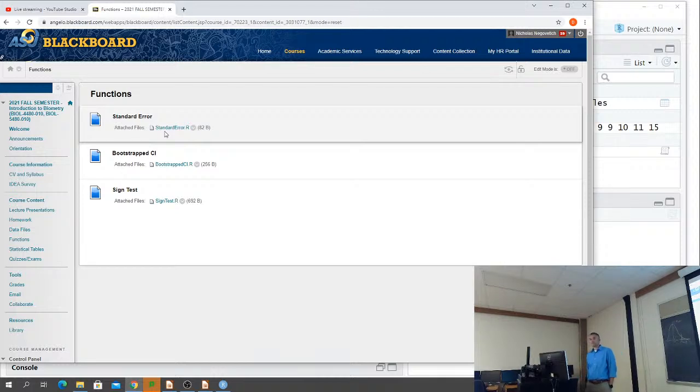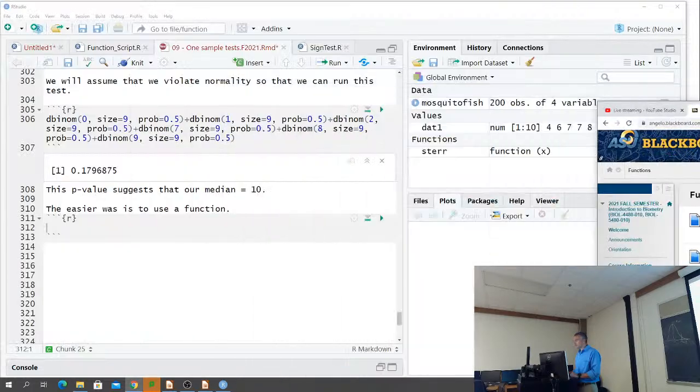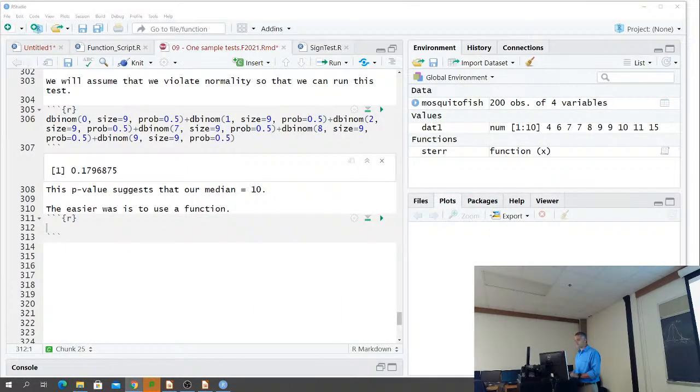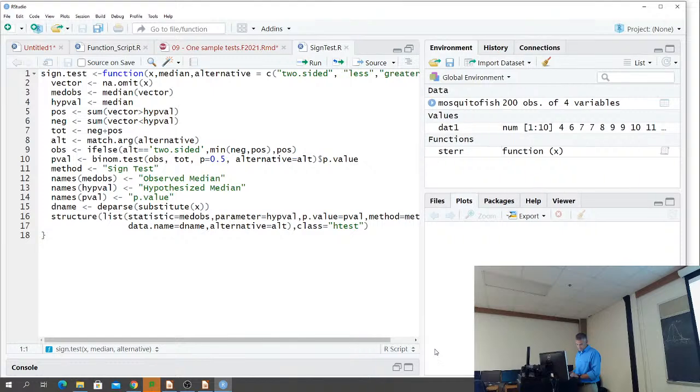All right. So these are just regular text documents. R will open them up. If you have RStudio installed, it will ask you if you want to open it up. So I've downloaded the sign test. And this is what the test is.